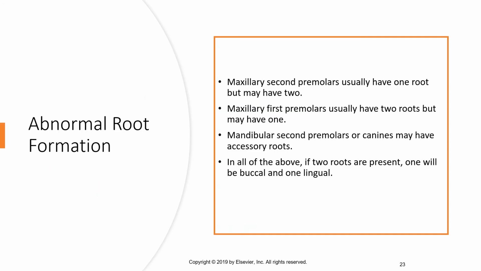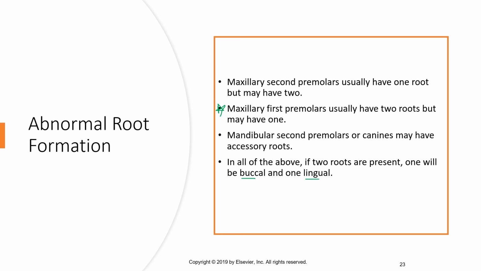So abnormal root formation, maxillary second premolars usually have one root, but two may be present. Maxillary first premolars, and this is one that you have to know going into clinic and all that, is that the maxillary first premolars often have two roots, but they may only have one. Okay, mandibular second premolars or canines may have accessory roots, and in all of the above, if two roots are present, one will be buccal and one will be lingual. Okay, so it's not mesial and distal, it's buccal and lingual.